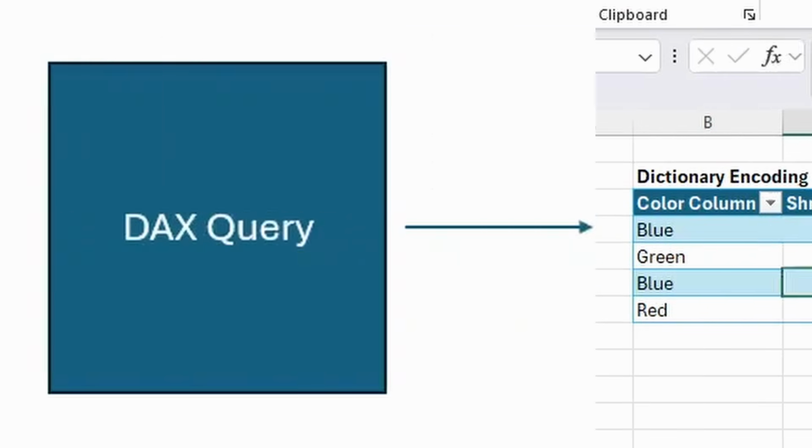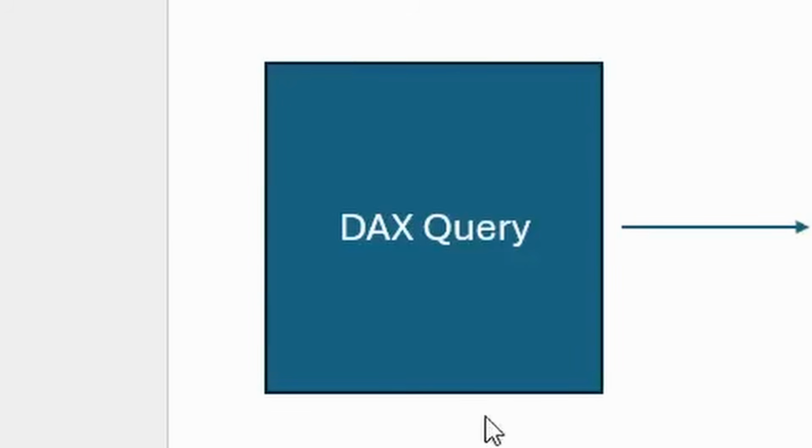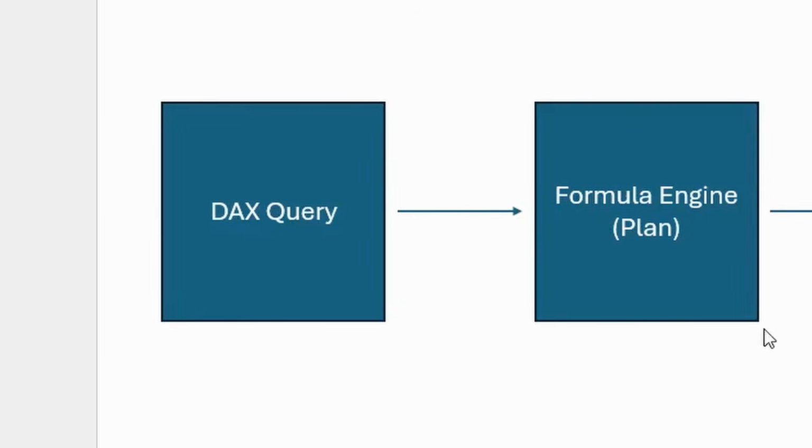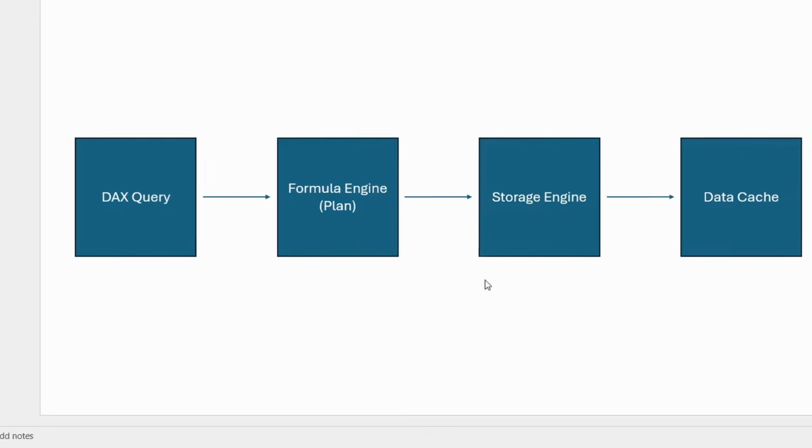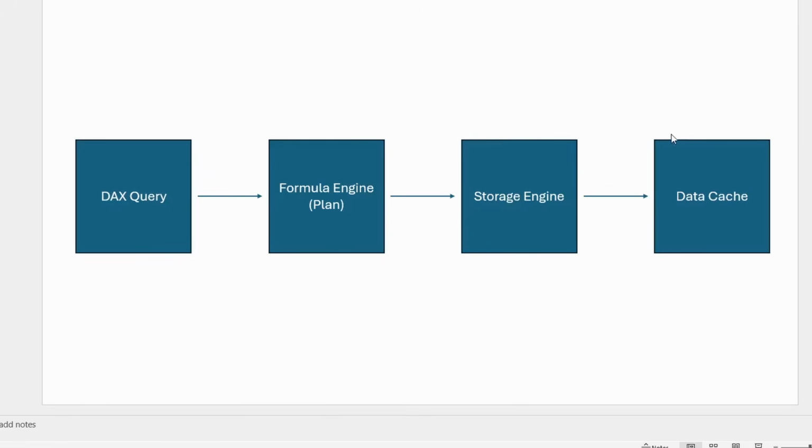So if you are then in Microsoft Power BI and you're interacting with the visual, it's going to create a DAX query. That DAX query will then be passed off to the formula engine, which will create a plan as to the best way to retrieve that data, which will then be handed off to the storage engine, or VertiPaq, to retrieve it, which will then return the data in a data cache fully reassembled.